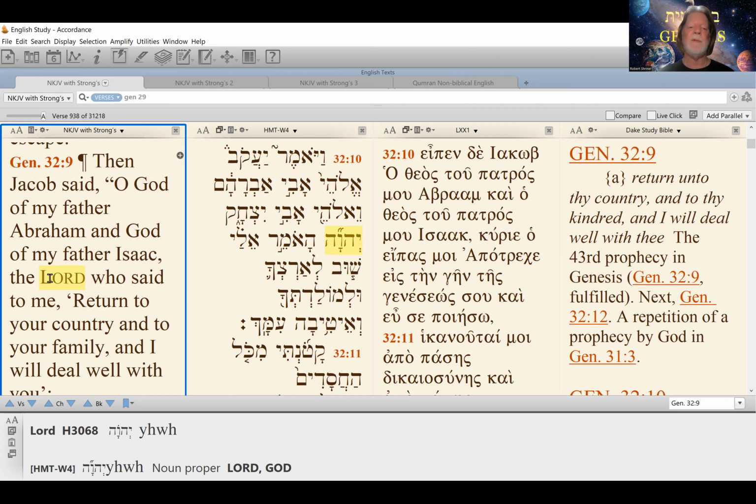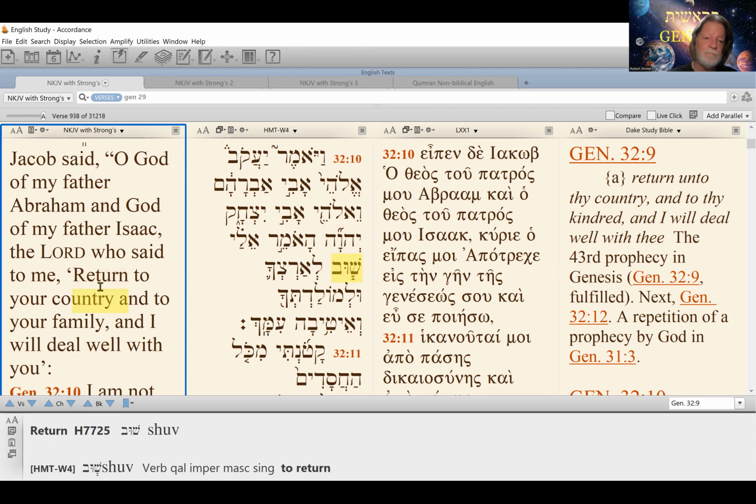The God of my father Abraham, the God of my father Isaac, Adonai, who said to me, now he's recalling a promise that God made to him. When it was time for him to return to the promised land of Canaan, God told him to go. So he's reminding God of what God had said. The Lord said to me, return to your country and to your family, and I will deal well with you. That sounds like survival. So Yaakov is reminding God that he had promised that Yaakov would be okay, that he would be well.